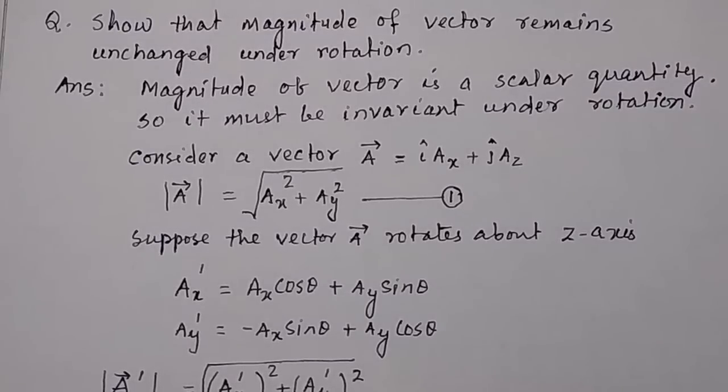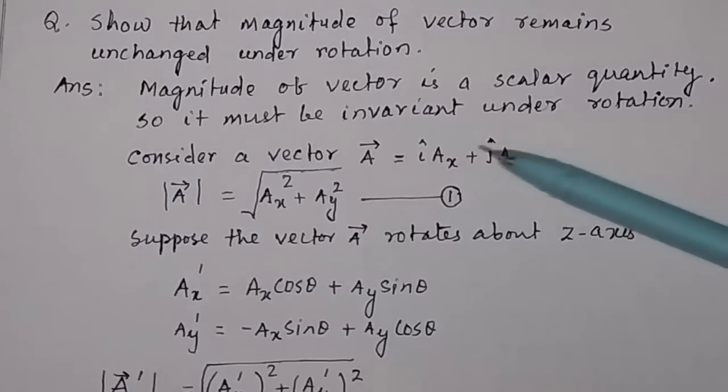So the magnitude of a vector remains unchanged under rotation. We know the magnitude of a vector is a scalar quantity, so it must be invariant, or the magnitude of the vector must not be changed under rotation.